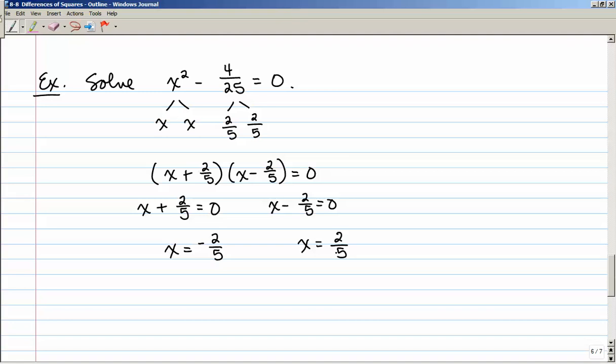And since notice we have the same number, the same answer, but one is positive and one is negative, a cool way to write your answer is to say x equals plus or minus 2/5. And that actually means x can be a positive 2/5 or x can be a negative 2/5.